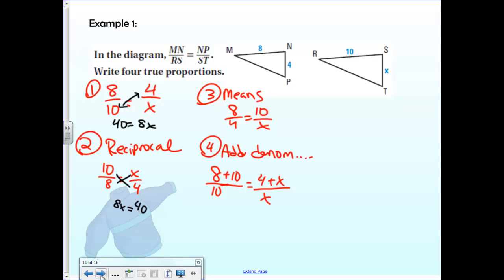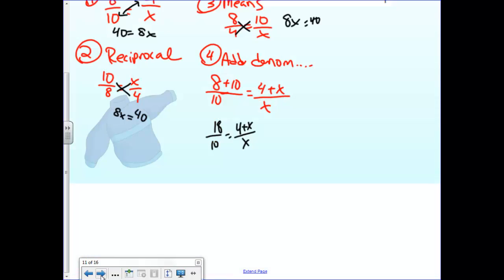So far, those two are the same. Look here. 8 times X is 4 times 10, 40, X equals 5. Number 4, yuck, there's no way that's going to work out. What's 8 plus 10? Can I simplify this first? So can I go 18 over 10 equals 4 plus X over X? Now cross multiply. This one's easy. 18 times X is 18X.